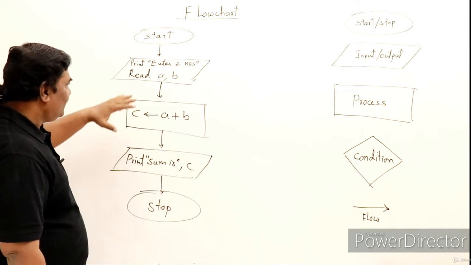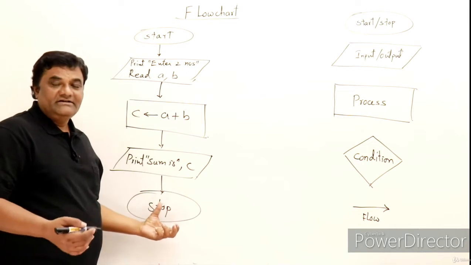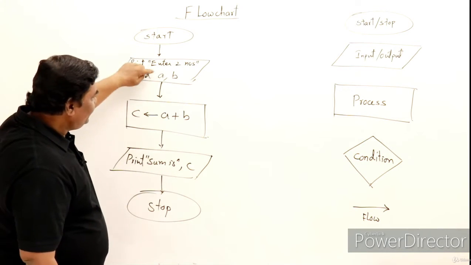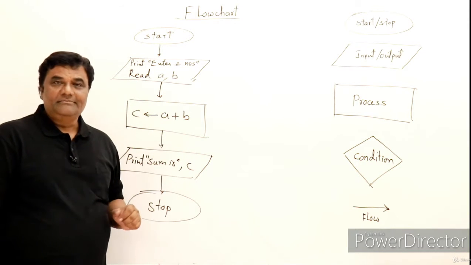So how is it going to work? First it will take input, then it will perform addition, then it will give the output, then it will stop. So this shows the flow of control. These lines are showing the flow, right? These lines are showing flow. This is a simple example.